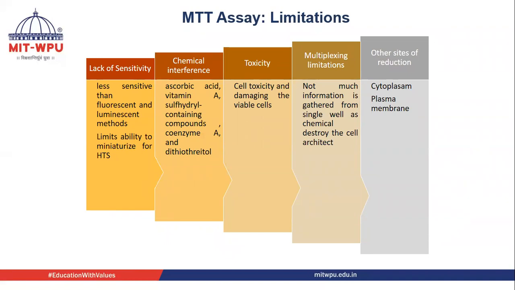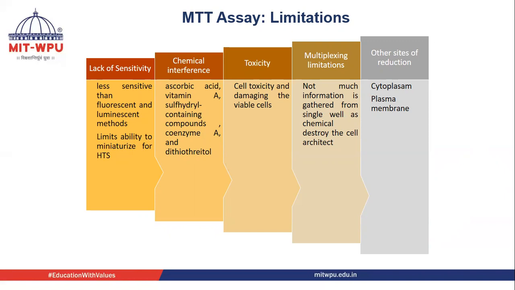Recently, it has been found that mitochondria is not the only site where MTT is converted to formazan. It may happen in the cytoplasm or the plasma membrane. If it is happening there, it can interfere in the assay.